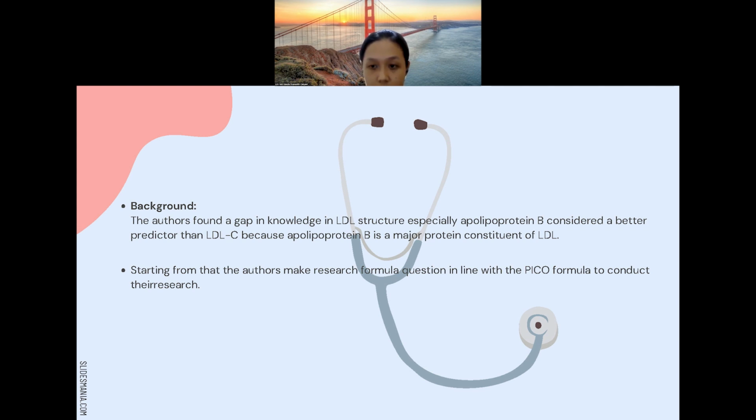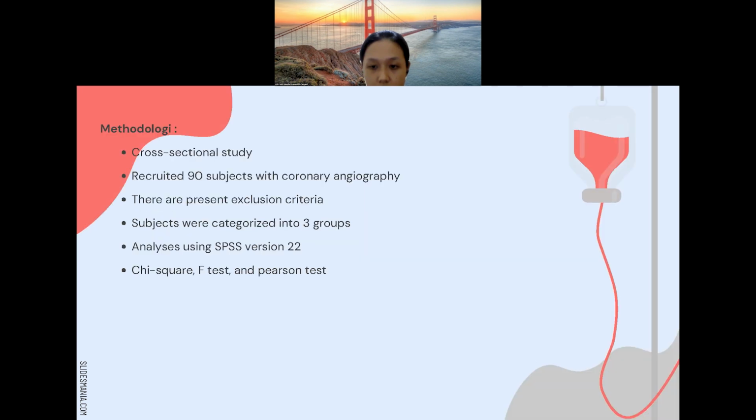And the second is the background. In the background, the authors explain in more detail what previous knowledge has been known by all of us, yet the authors found a gap in knowledge in LDL structure, especially apolipoprotein B, considered a better predictor than total LDL cholesterol, because apolipoprotein B is a major protein constituent of LDL. Starting from that, the authors made a research question in line with the PICO formula to conduct the research.